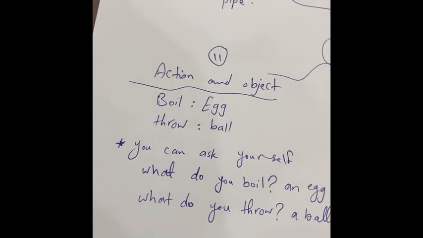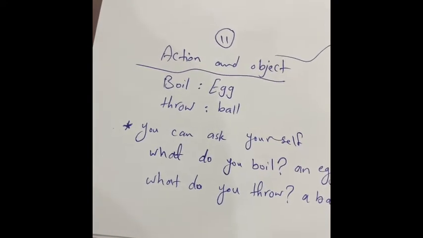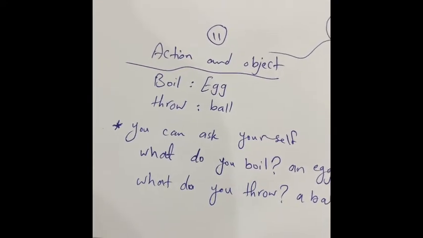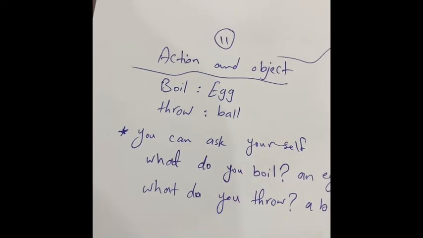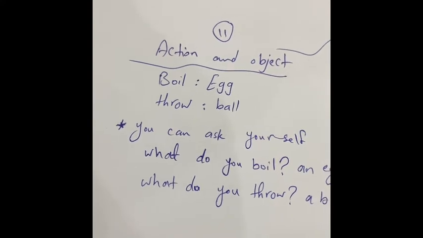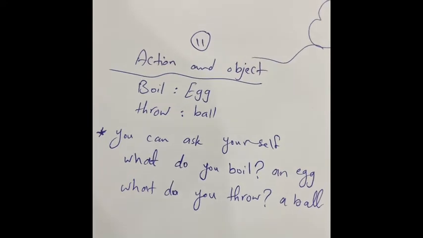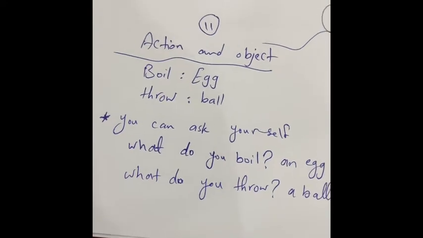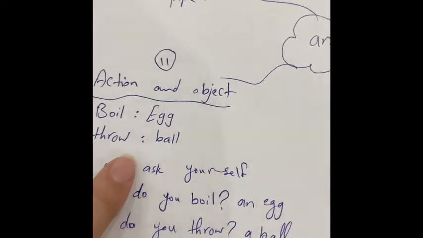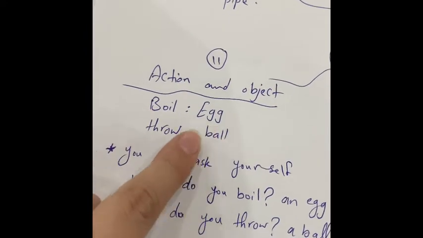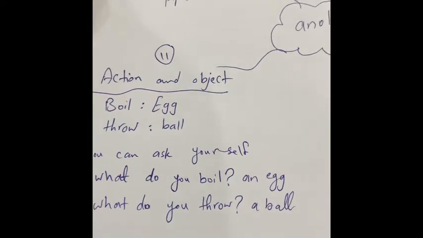Action and object, this is number 11. You know the action, you do something, okay? You do something to something else. For example, you are boiling. What are you boiling? You ask yourself the question that starts with what. What are you boiling? You are boiling an egg. Okay, and you are throwing what? Throwing a ball. So boil an egg, throw a ball, these we call action and object.